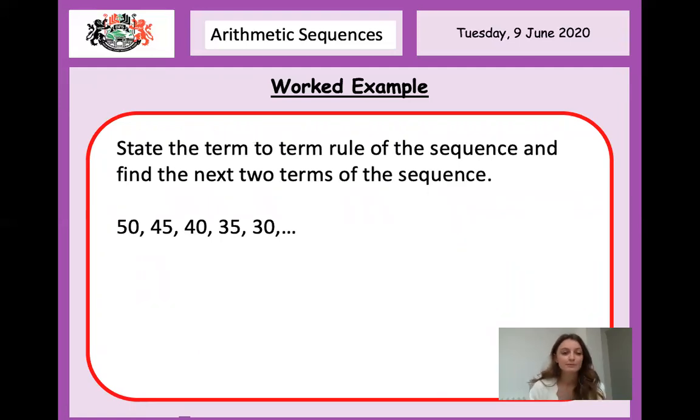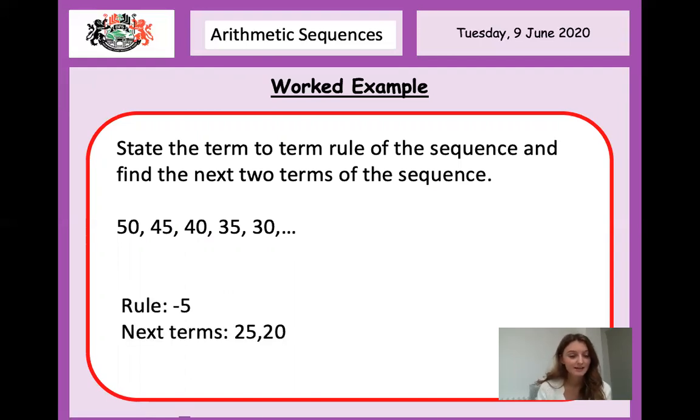Okay, next example, state the term-to-term rule of the sequence. Again, find the next 2 terms of the sequence. This time a little bit different, have a little think about it. Is it going up, is it going down? We can see that it is actually going down in 5. So it's taking away 5 each time. Therefore the rule is take away 5 and the next terms are 25 and 20.